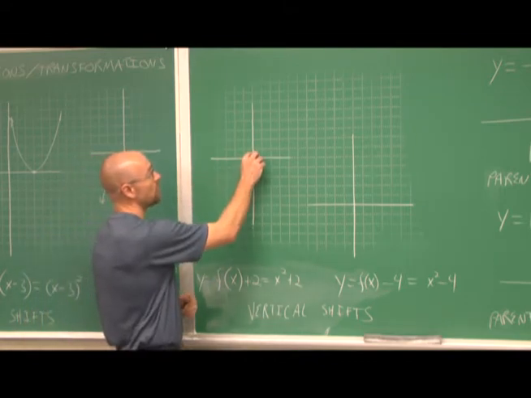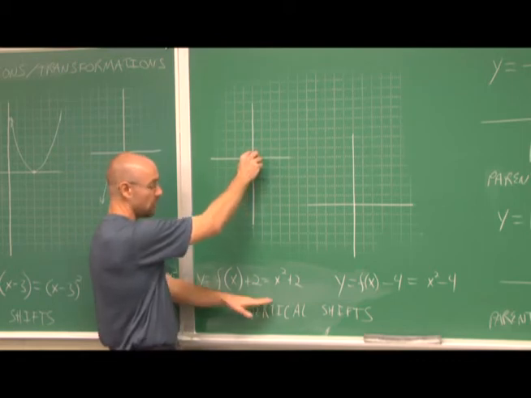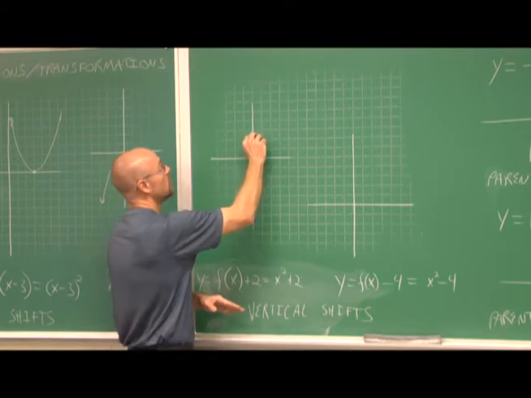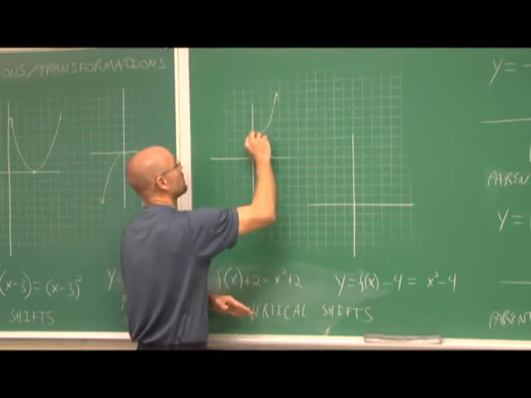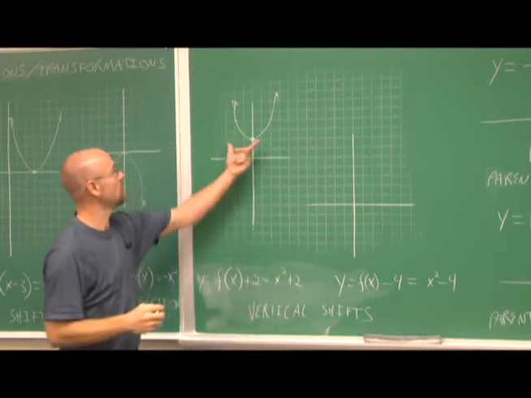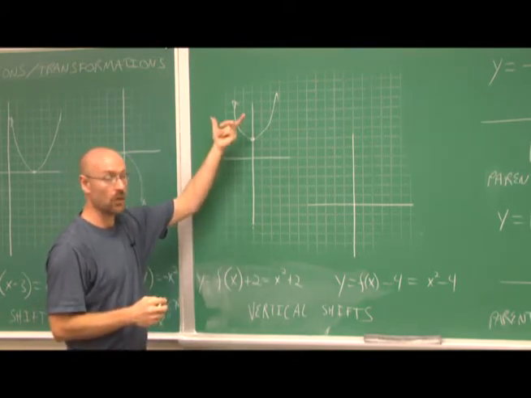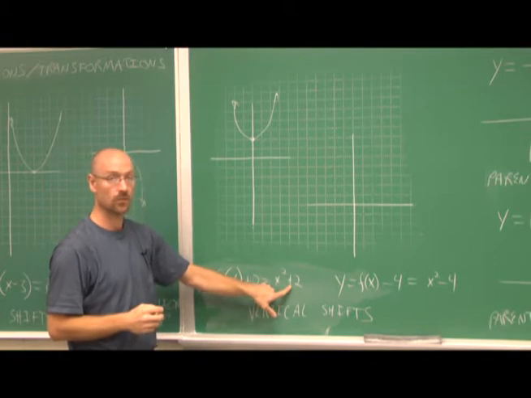So my library function would start at the origin. Well, this function, I'm going to add 2 to it. So I'm going up 2. And then I just graph the parabola. So we see that it looks just like my parent function, except it's shifted up, or vertically, 2 units.